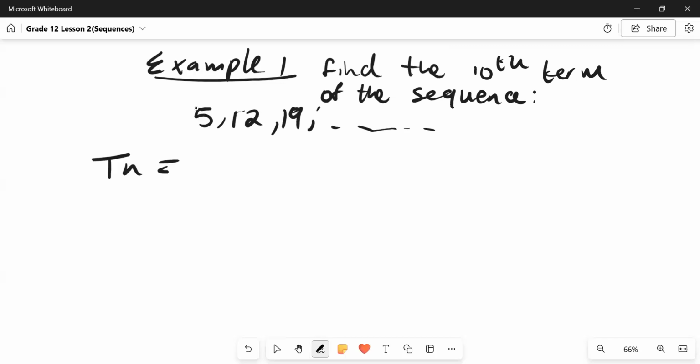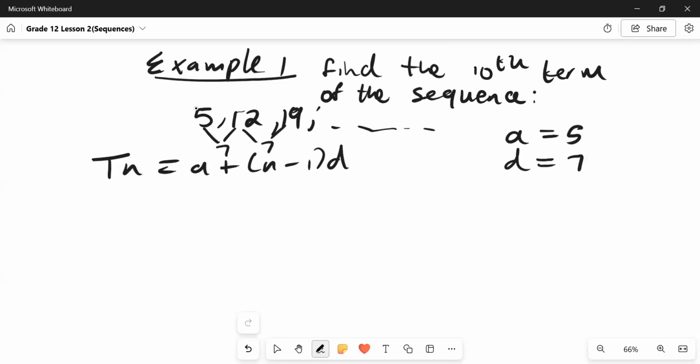Tn is equals to A plus n minus 1 d. What is your A? A is equals to 5. Now subtract, this is 7 and 7, which means your D is equals to 7. Now substitute, your A is 5 plus n minus 1 times 7 there.